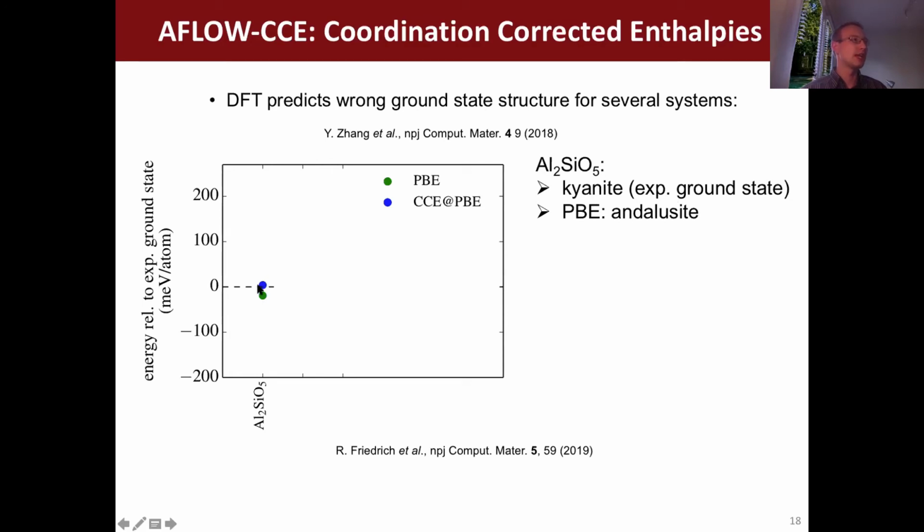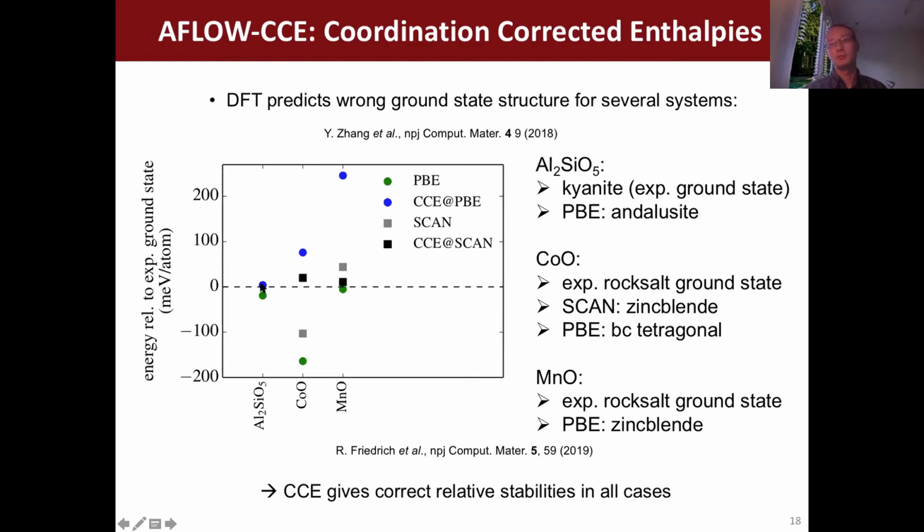So the zero line is the energy of the experimental ground state. So any dot that we get below the zero line must be wrong, because that would be erroneously more stable than the experimental value. And PBE does just that. So it gives this green dot below this line. However, when we apply the CCE method, we get this blue dot, and you shift it up slightly above this zero line. So we correct the stability in this case.